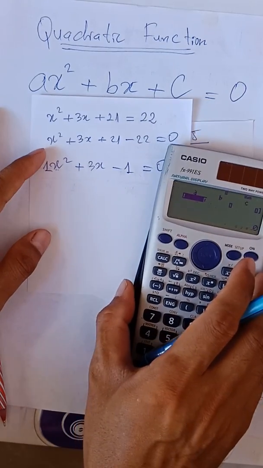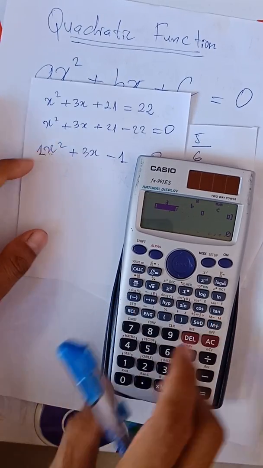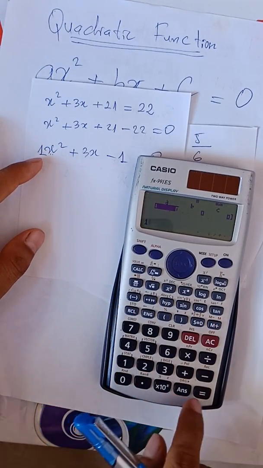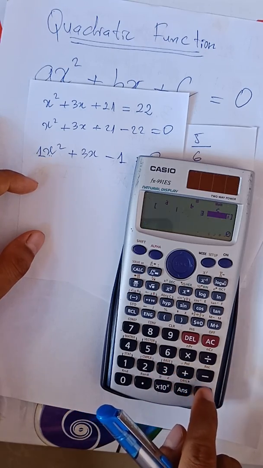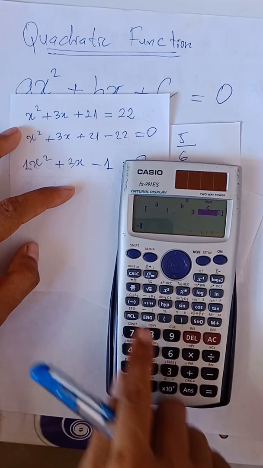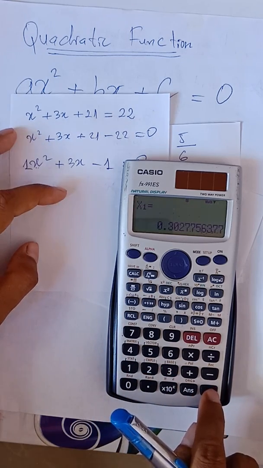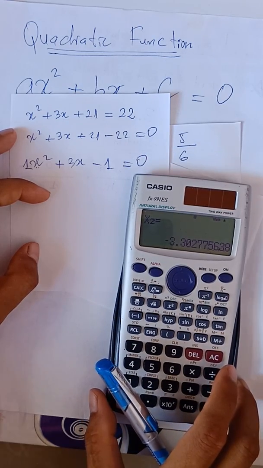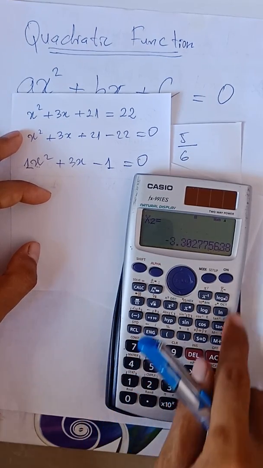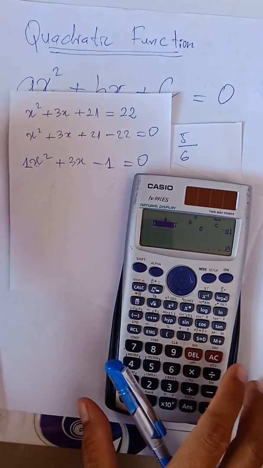Now let's find the solution to this problem. So again, A, press 1, equal, B which is 3, press 3, equal, and then C negative 1, press negative, press 1, equal. Equal again, you have your first answer, 0.3, and press equal again, you have the second answer, negative 3.3. You press on, and then you press AC to get to the default function.